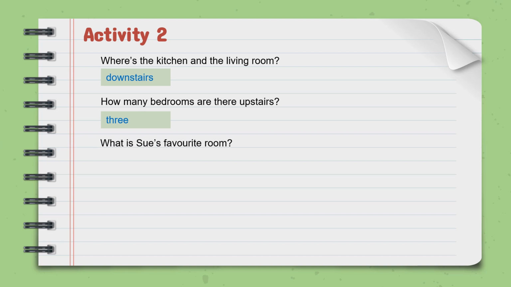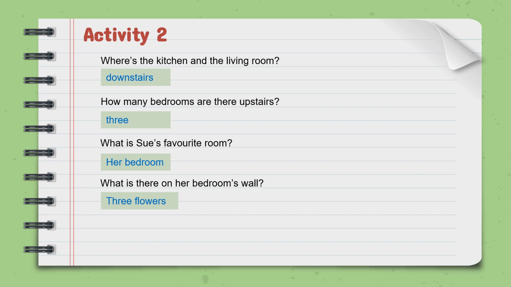Question number 3. What is Sue's favorite room? Yes, you're right again. It's her bedroom. Question number 4. What is there on her bedroom's wall? Yes, there are flowers. How many flowers are there? You're right. There are 3 flowers on her bedroom wall. And the 5th question is, where is the window? Remember that we have read that there is a big window? Yes, you're right. It is next to her bed. Well done.